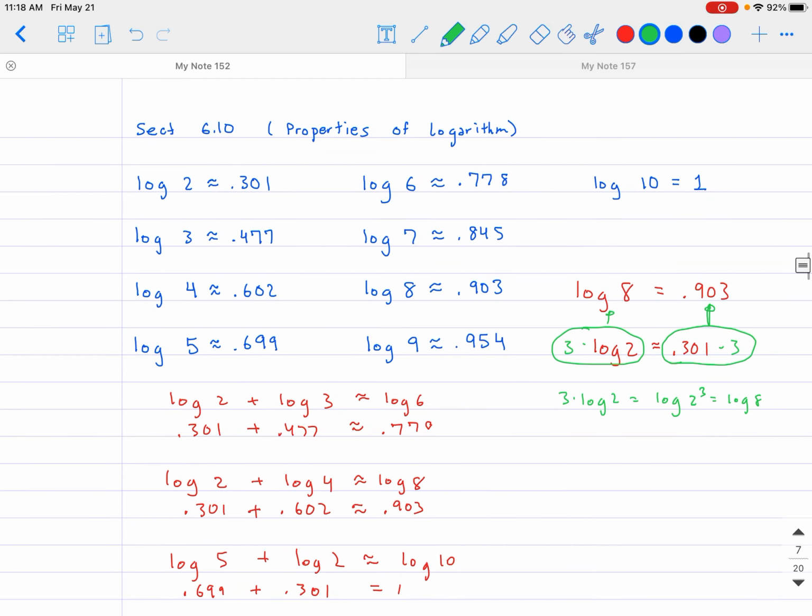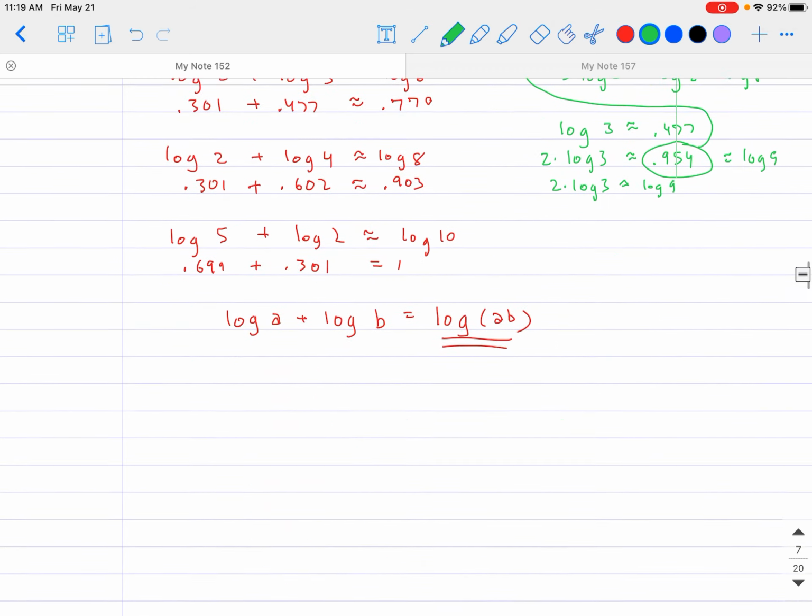Take another one just in case then. Let's say this time, what's a good one we can pick? Here we go. Let's say the log of 3, which is approximately equal to 0.477, right? If I go ahead and multiply that by 2 to both sides, then that 0.477 becomes 0.954. And if you look at 0.954, that right there is the same thing as the log of 9. So in conclusion, 2 times the log of 3 is equal to the log of 9.